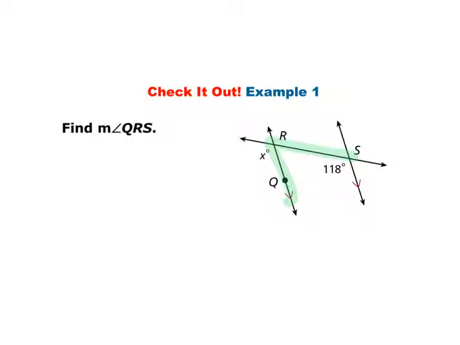Yes. So we know x and 118 are the same thing because they're corresponding angles. So x would be 118. So then we'd do 180 minus 118, and that would give us 62. So this angle here, QRS, would be 62 degrees. Good job.